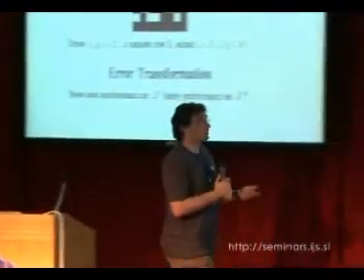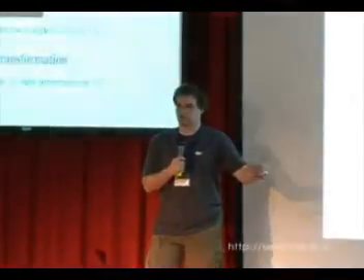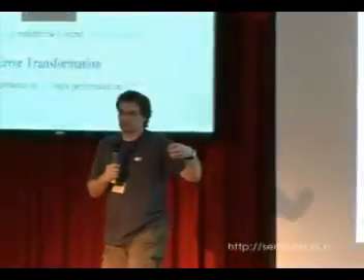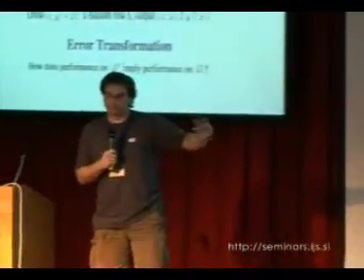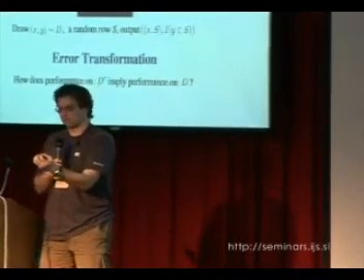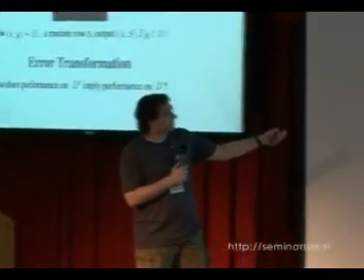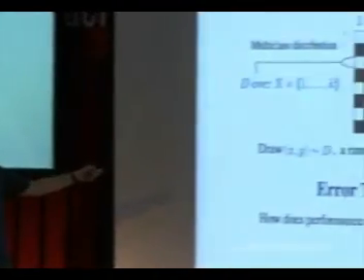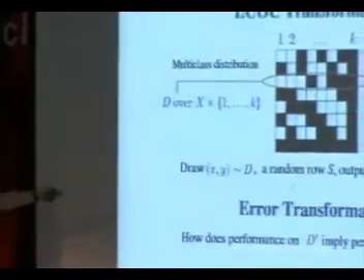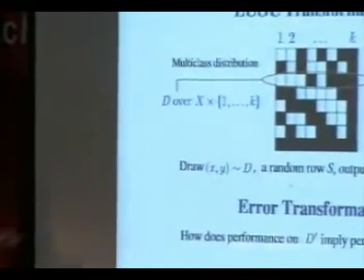So in order to do this, we need to think about how these distributions transform. We're going to be taking a multi-class distribution. We're going to be shoving it through this error correcting output code and producing a binary distribution, right? So we have this multi-class distribution over the features across the multi-class label. And we're going to produce a binary distribution over binary samples.